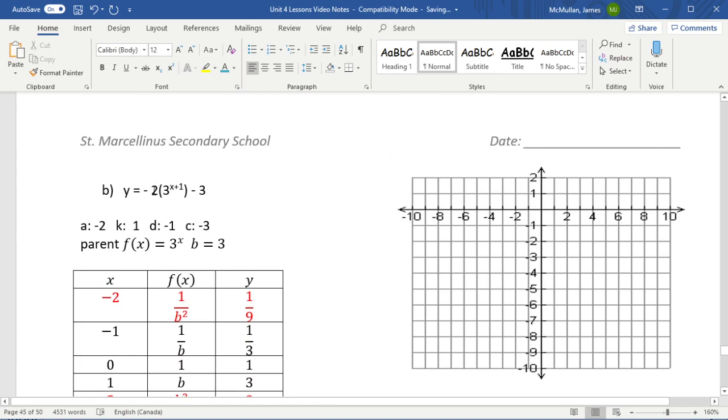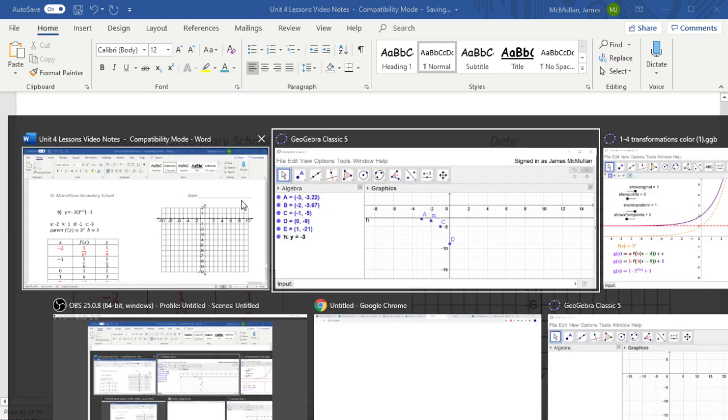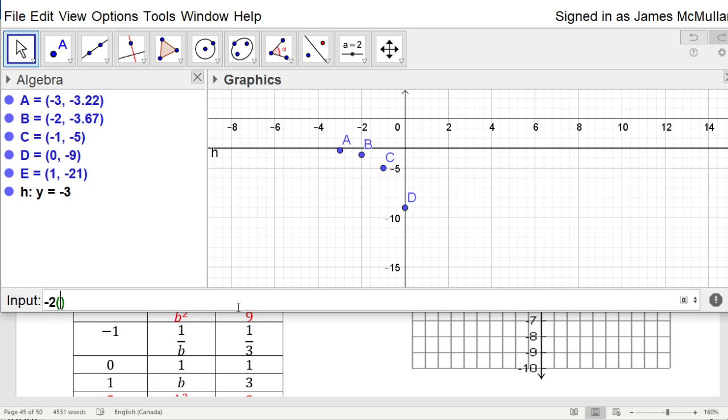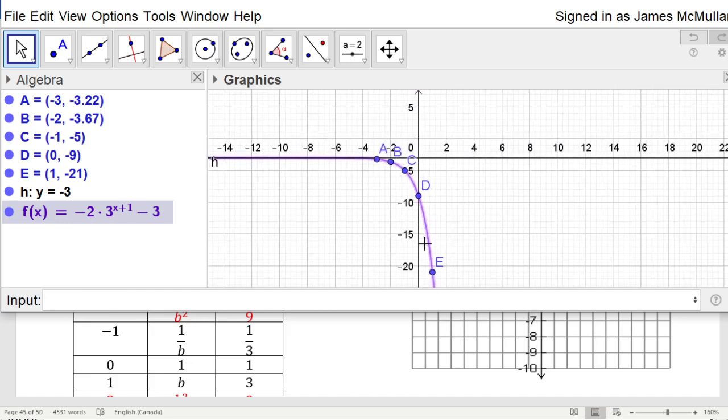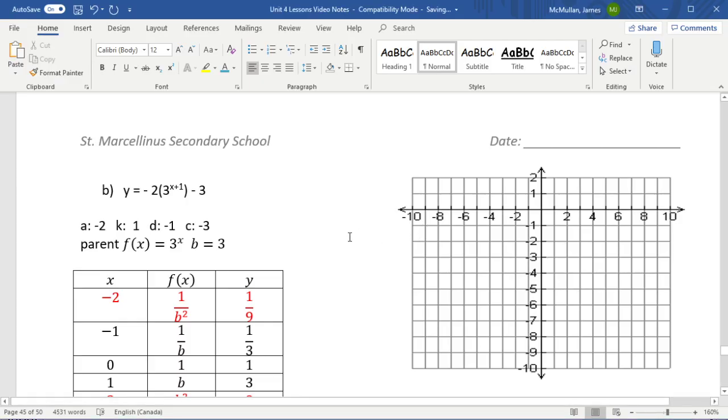So negative 2, bracket, 3 to the power of bracket x plus 1, take away 3. And you can see it's perfect, right? It goes through all 5 of them. It has the right asymptote. Everything we drew is perfect.